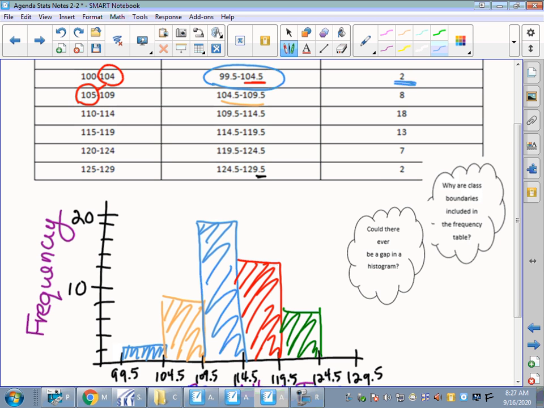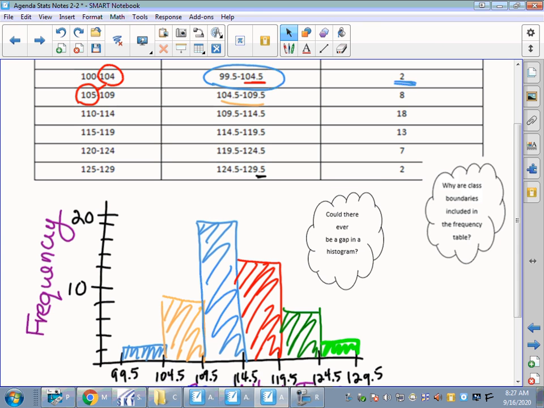And my last bar is going to be at 2. So a little like that again. There we go. So a nice neat frequency, or a nice neat histogram. I mean, neat is relative. So I did ask you a couple questions in these bubbles.